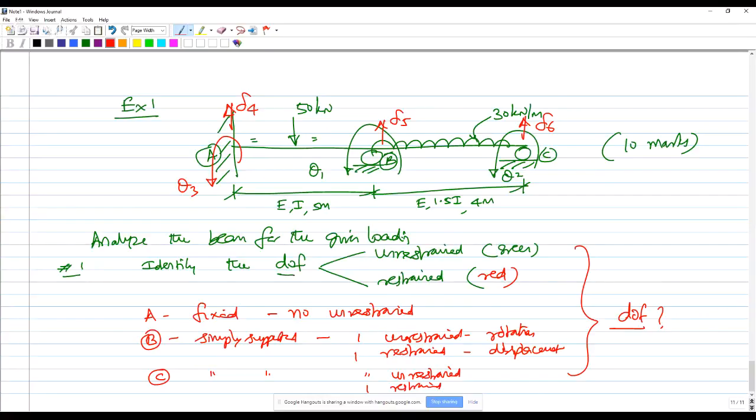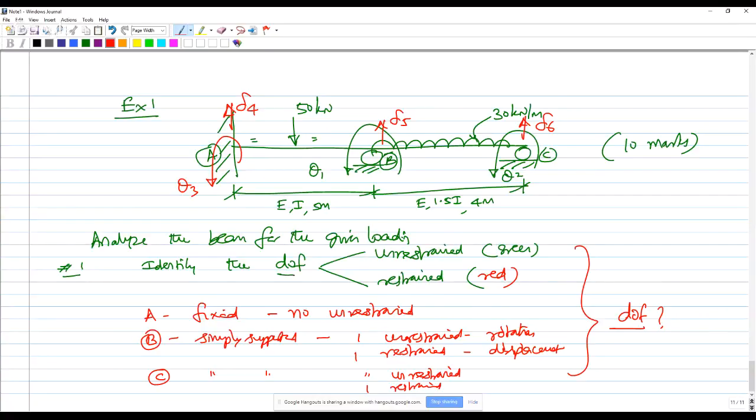It is very simple to identify an unrestrained degree and a restrained degree for a type of support. Please understand, this depends upon the kind of support. It is independent of the type of loading which is coming on the beam. I think we know this very clearly. So support A is fixed, therefore there is no unrestrained degree. Support B and support C are simply supported, therefore there is one unrestrained degree in each support and one restrained degree on each support.